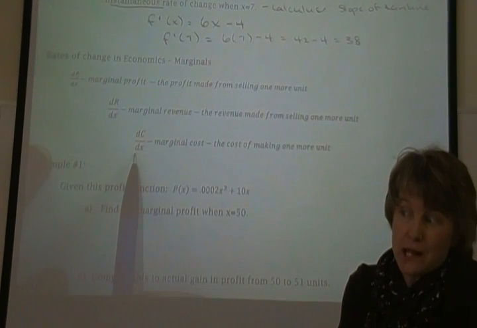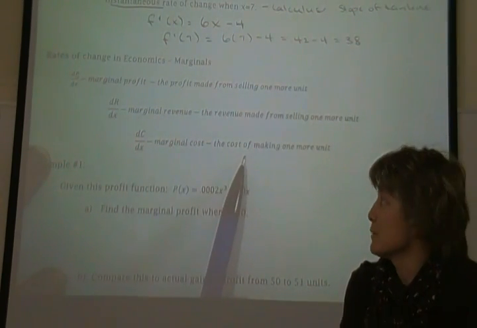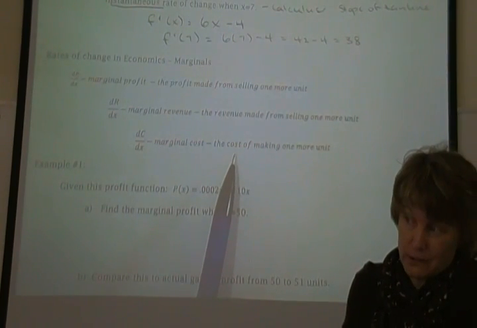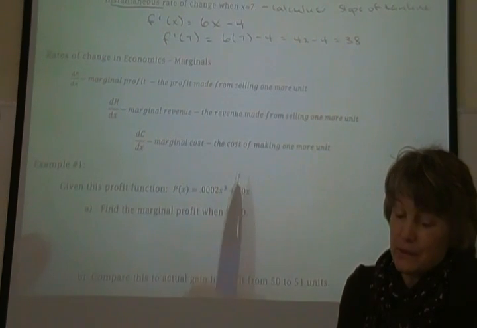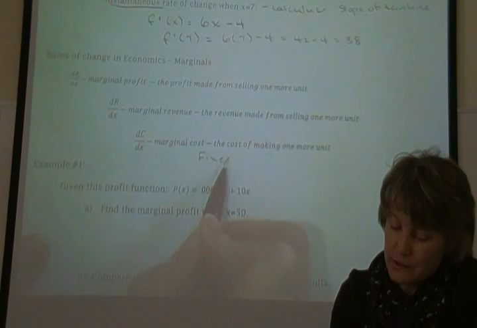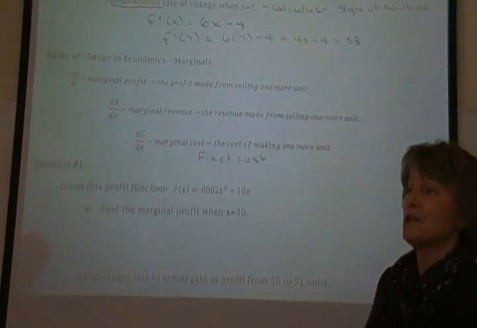The marginal cost is the cost of making one more unit. How much is it going to cost me to make this next unit? Well, hopefully you remember that marginal cost has another name. It's called fixed cost, because I know what it costs me to make every unit that I make.